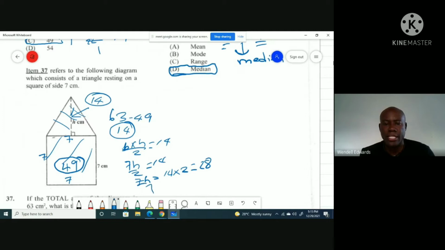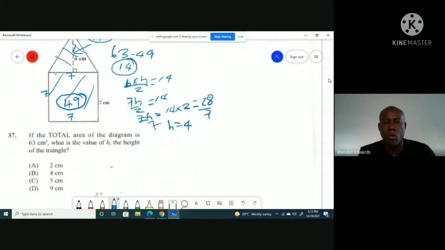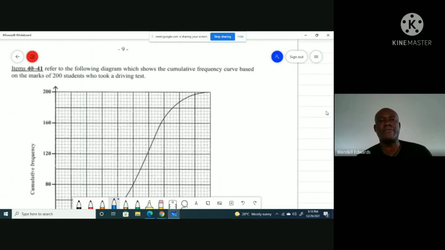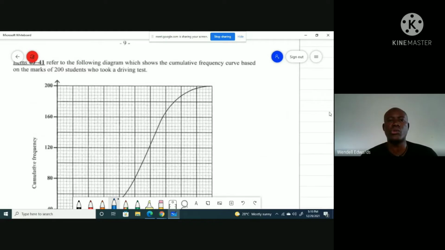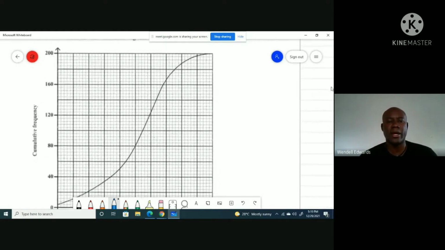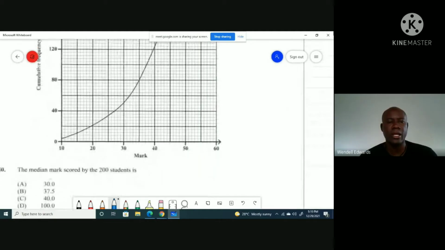So I divide both sides by 7, and I'm looking at h, which is equal to 4. Looking at 4, and 4 is right here for question 37. Questions 40 and 41 refer to the diagram which shows the cumulative frequency curve based on the marks of 200 students who took a driving test. All right, good. So let us see what the question is really referring to.